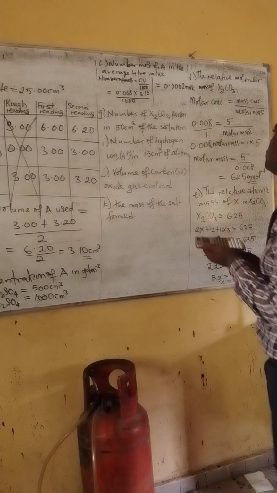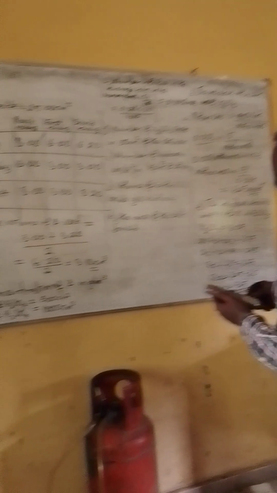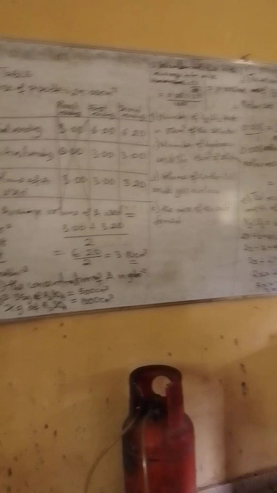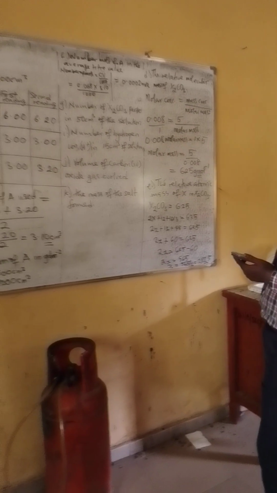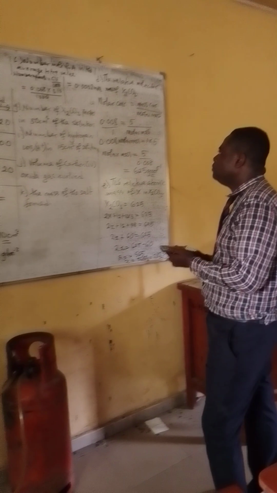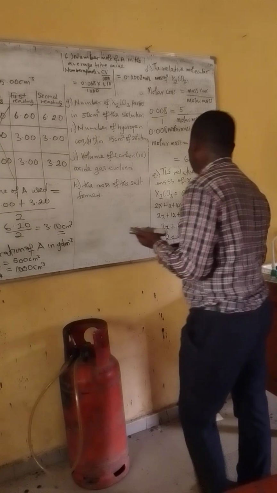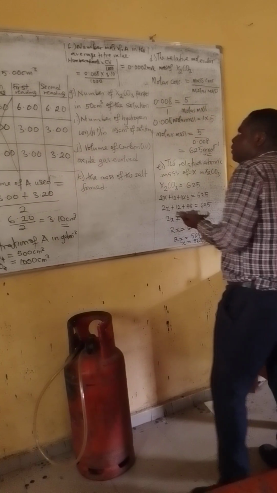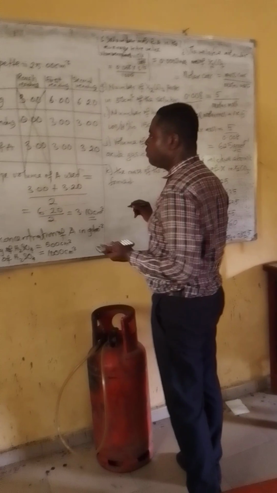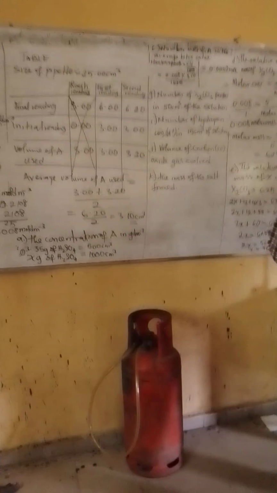Now, the next question. We are asked to find the number of X2CO3 particles in 50 cm3 of the solution. Now, let's come back to this place.